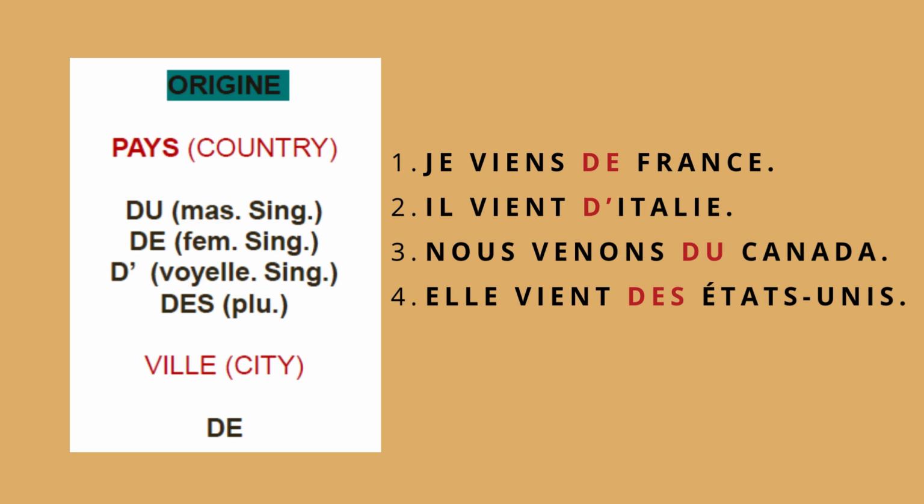In the second one, il vient d'Italie. Italy is starting with a vowel and is singular. That's why here it is d apostrophe. He comes from Italy. Third, nous venons du Canada. Canada is a masculine singular country. That's why here it's du Canada. Fourth, elle vient des États-Unis. États-Unis is plural. That's why here it's des. She comes from United States. Elle vient des États-Unis.